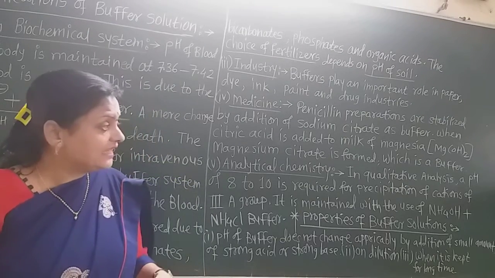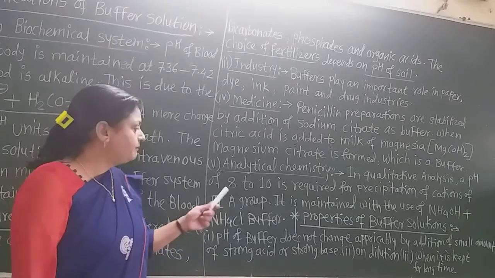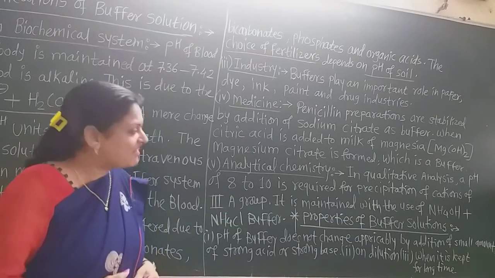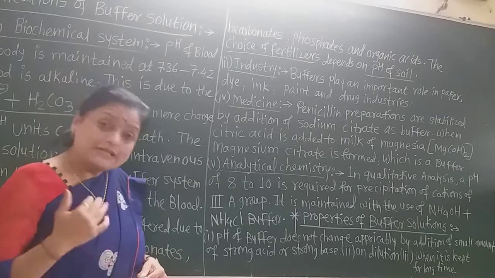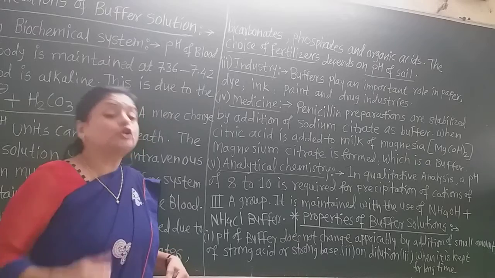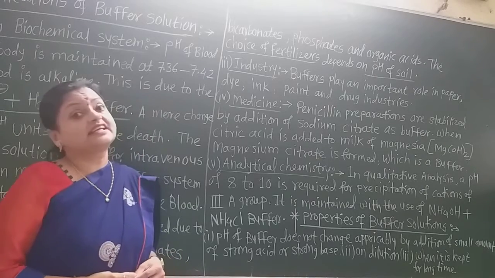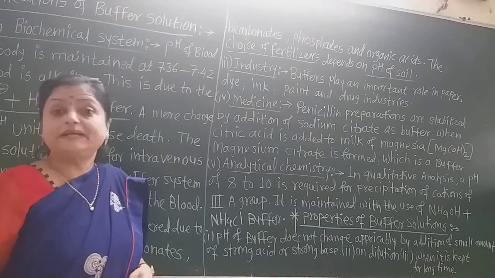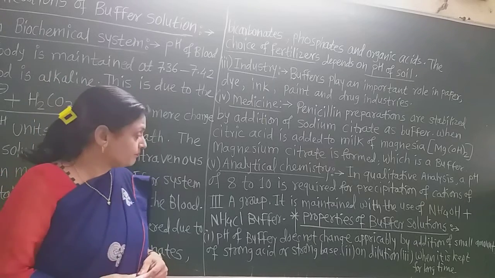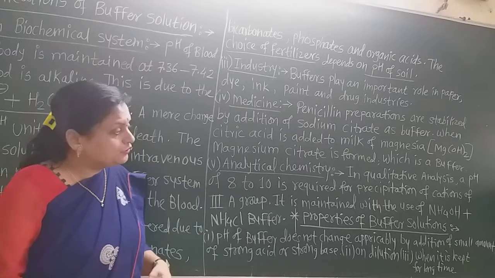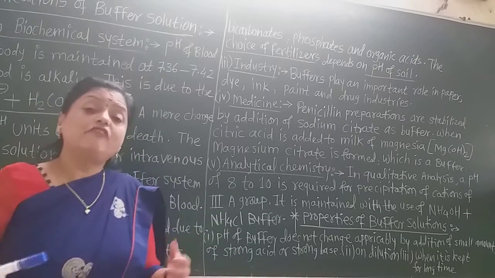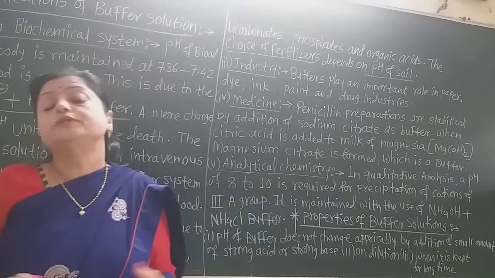So students, in qualitative analysis, a pH of 8 to 10 is required. That is, alkaline pH is required for the precipitation of cations of third A group, so that we can recognize the cations of third A group after precipitation. It is maintained with the use of ammonium hydroxide and ammonium chloride buffer. Now these are the very important applications of the buffer solution.